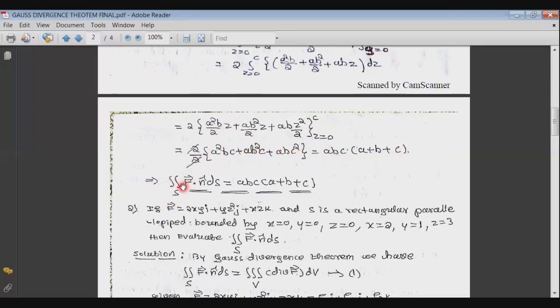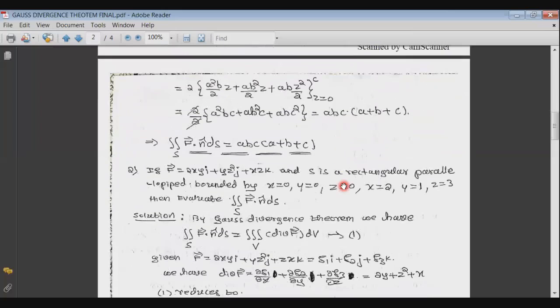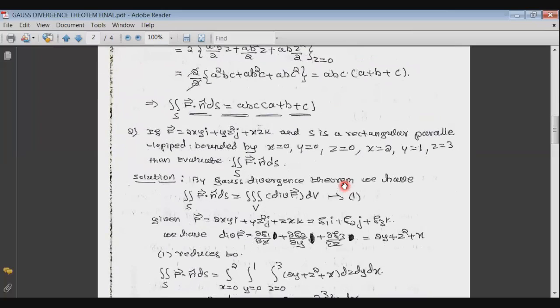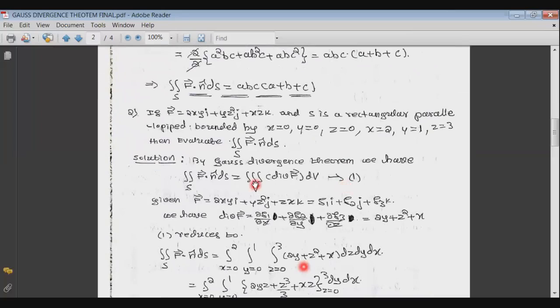Finally, the required value of the surface integral, that is double integration over S, f bar dot n cap dS, is given by a b c into a plus b plus c. That will be the required value of the surface integral. Now let us go to one more, which is of a similar kind.